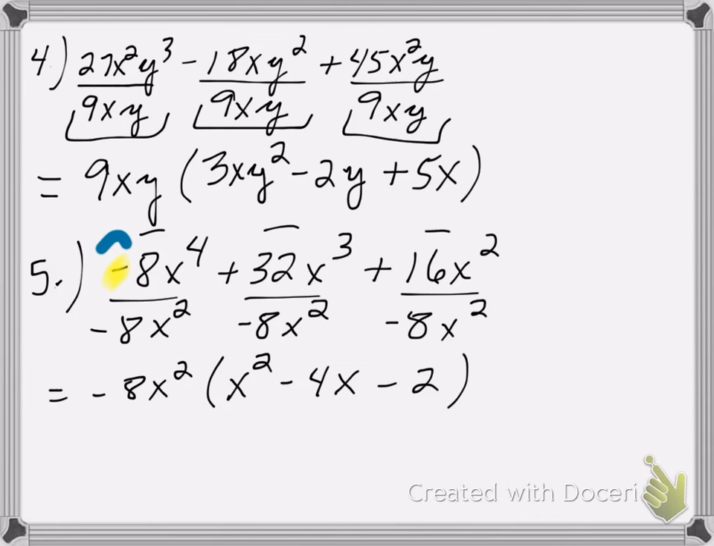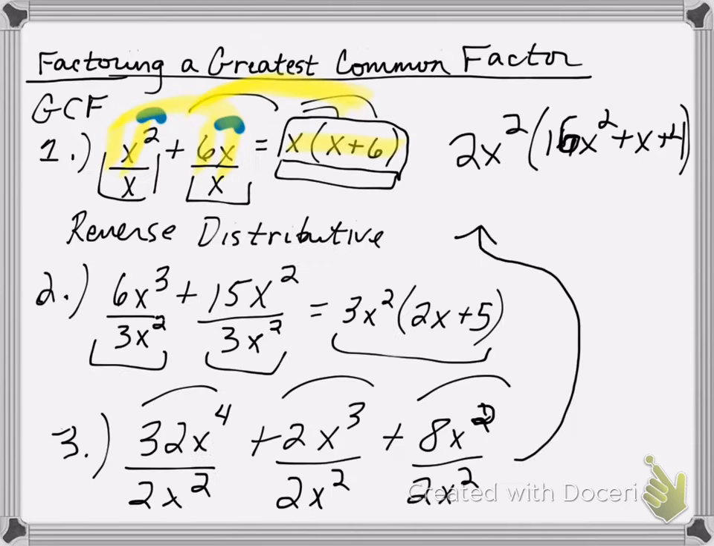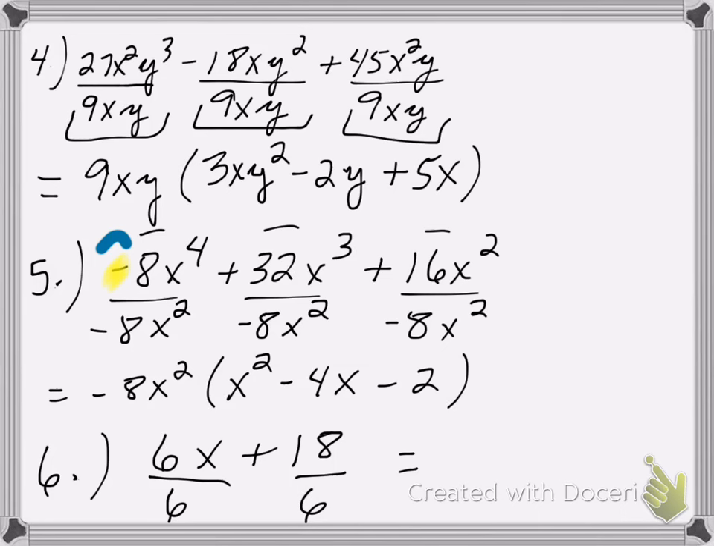Last one, 6x plus 18. GCF here is 6. The reason I wanted to do this very last one is because so far I believe every one we've done has had a common letter, and it's not a rule that they have to have a common letter, so make sure before you decide to take a letter out that it is common.